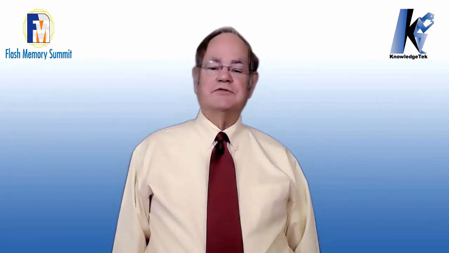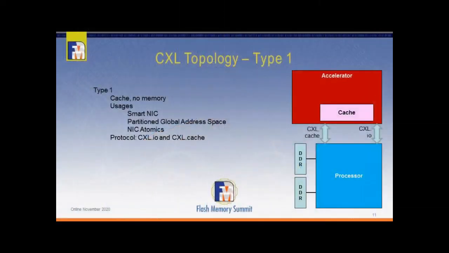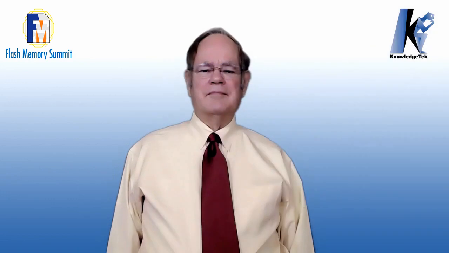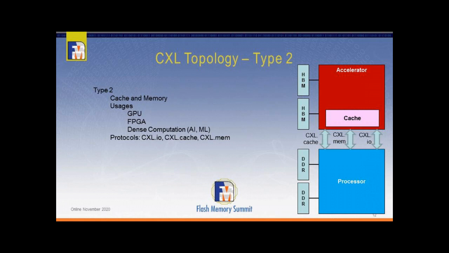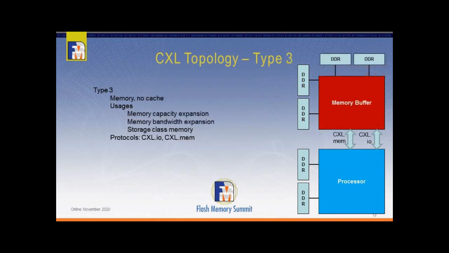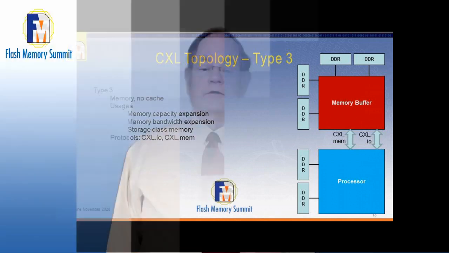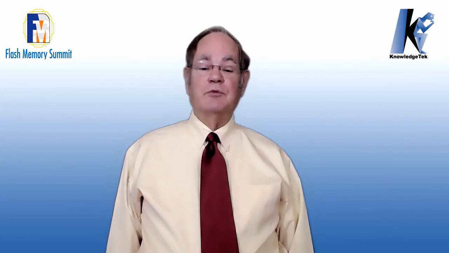There are also three types of CXL topologies. Type 1 is for cache, but no shared memories. Of course, CXL I/O is used for setup and error handling. This slide shows some usages. Type 2 is for shared cache and shared memories. HBM is high bandwidth memory. Type 3 is for shared memory but no shared cache, such as for memory expansion units. The Type 3 does not have externally visible processors or cache in the device.